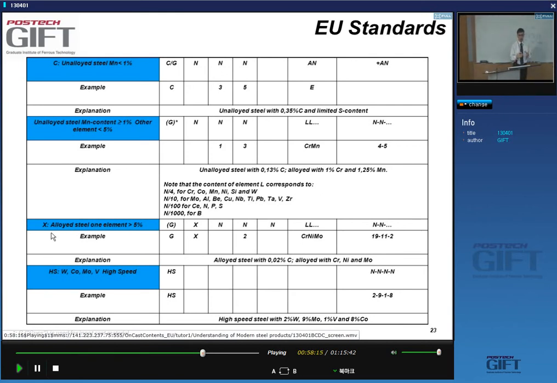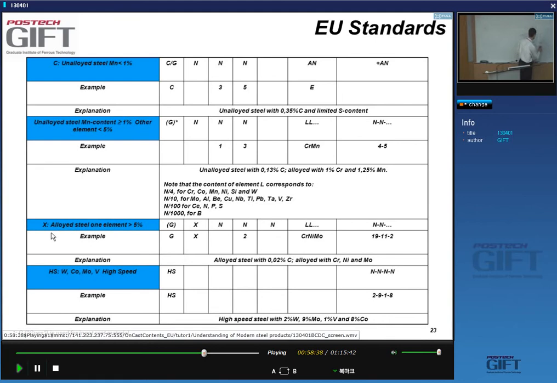We have X, 2, chrome, nickel, moly, I think that's the one, yeah. Moly, and then 19, 11, and 2.